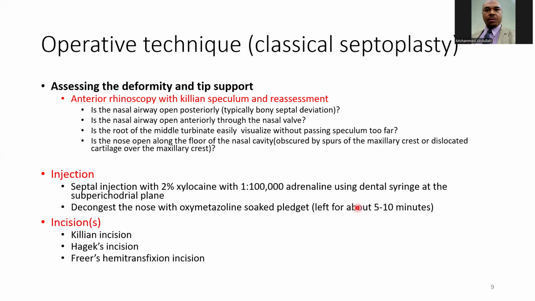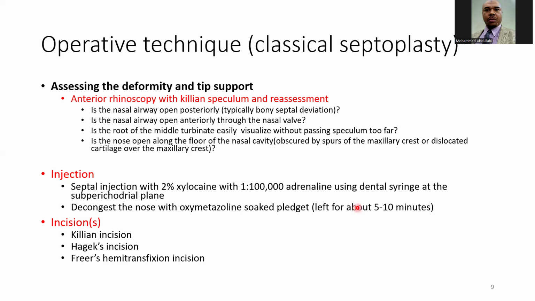There are various incisions used for approaching the nasal septum. Killian's incision is usually made about 1 to 2 centimeters behind the caudal border of the nasal septum. It is indicated when deviation is located in the middle or posterior third of the nasal septum. The disadvantage of this type of incision is that there's difficulty in addressing caudal deviations.